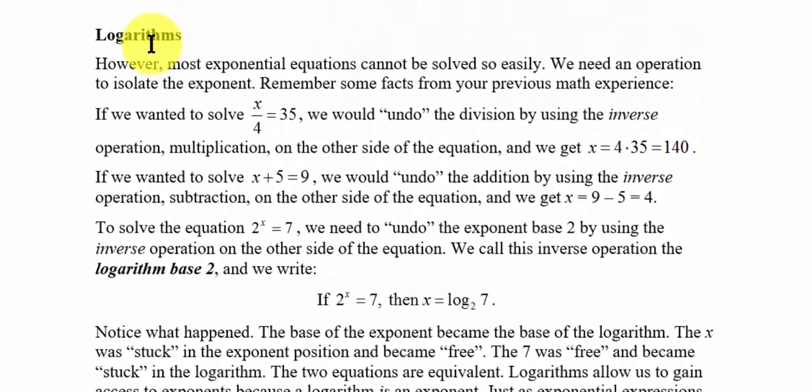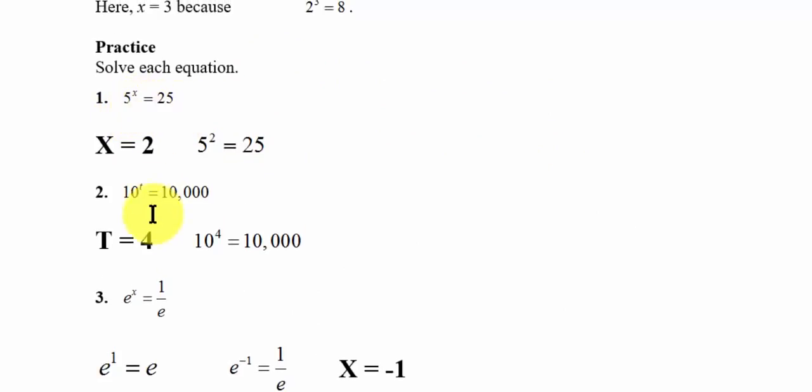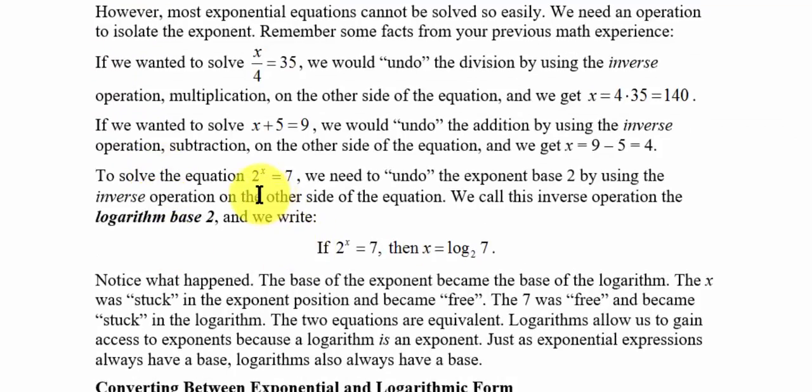So now we begin to discuss logarithms, and they say, well, most exponential equations can't be solved so easily, right? So yeah, 5 to the x, that was easy to solve, or 10 to the t was easy to solve. But what would happen if I gave you 2 to the x equals 7, right? There's no number for x that I could quickly think of that would result in 7. All right, so we're going to have to think about the use of this new operation called the logarithm, okay? And then you can think about, well, what is a logarithm?